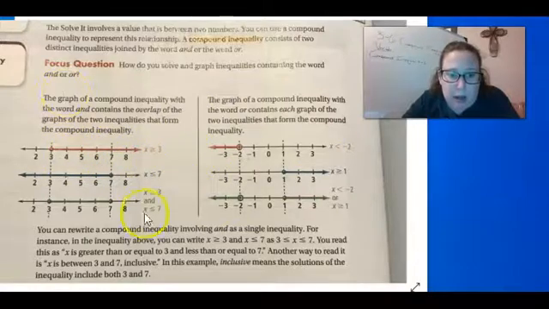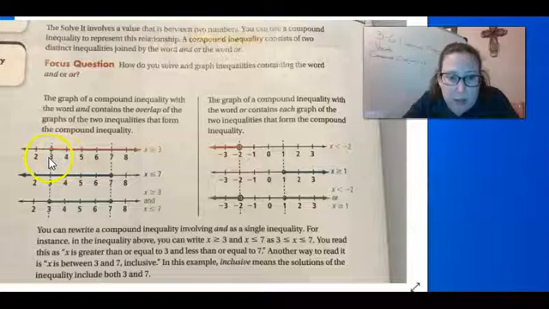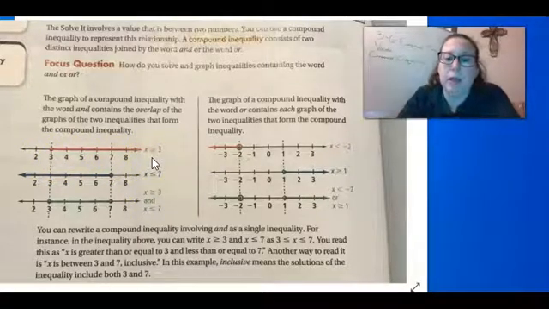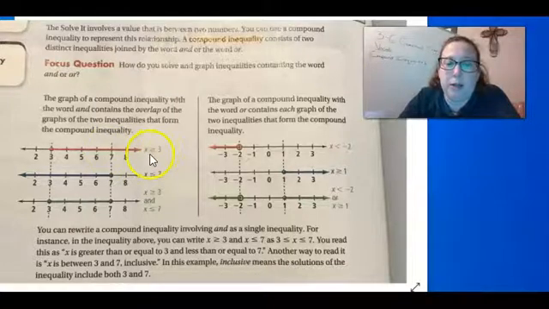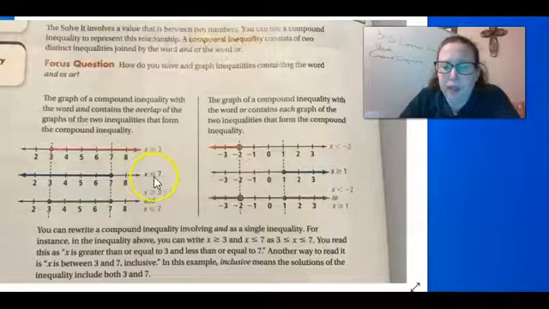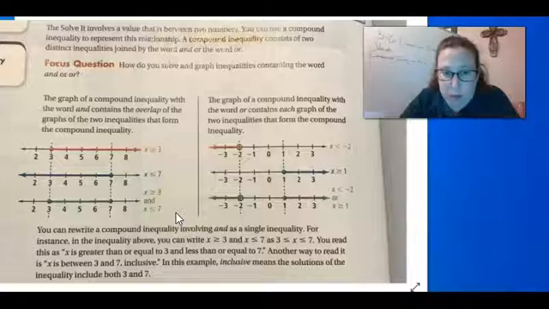You can see here we have the "and" side explained, and we have two distinct inequalities. One of those inequalities here in red is x is greater than or equal to 3. The other inequality graphed in blue is x is less than or equal to 7. When you put those inequalities together, you have an "and" situation: x is greater than or equal to 3 and x is less than or equal to 7.